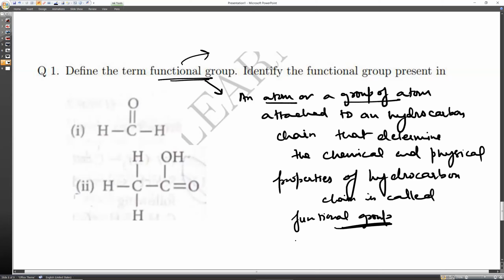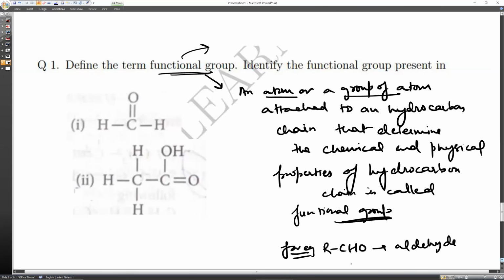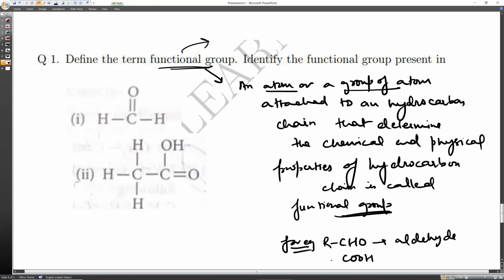Okay, now, so what is a functional group? For example, CHO, aldehyde, RCHO. Carboxylic acid, COOH, RCOOH. This is carboxylic acid. Alcohol is OH, ROH, alcohol. So this is the functional group. Okay, these are the functional groups. And which is the functional group here? You see that it is H CHO.